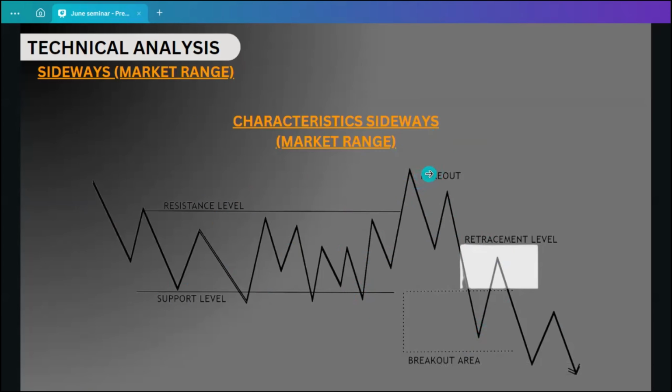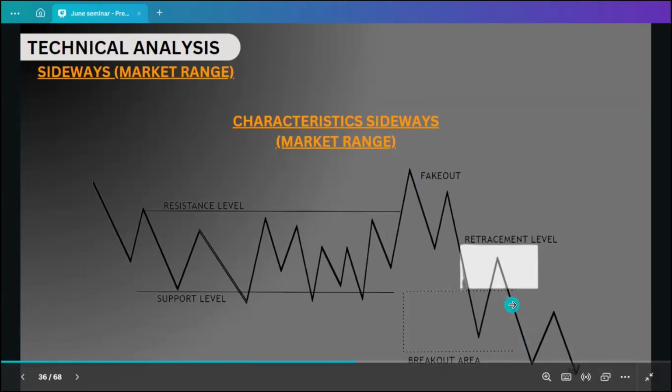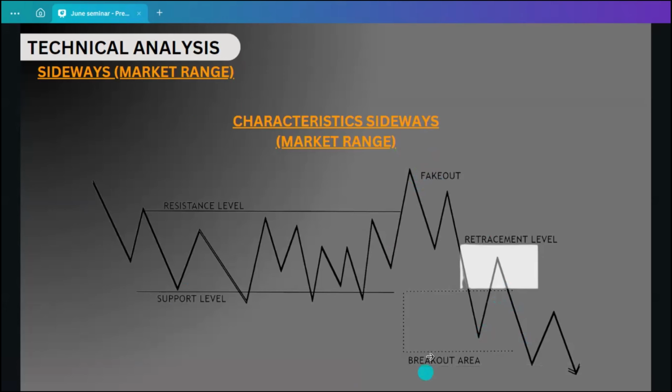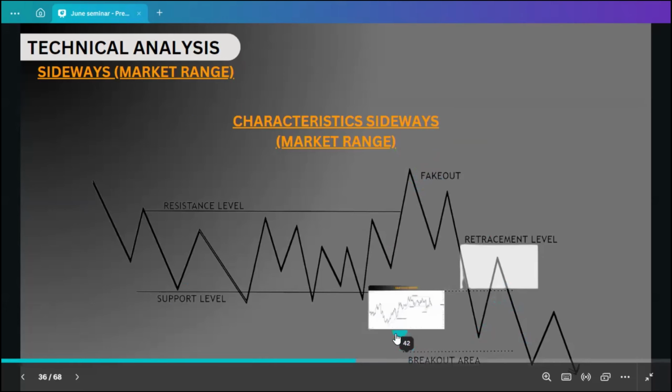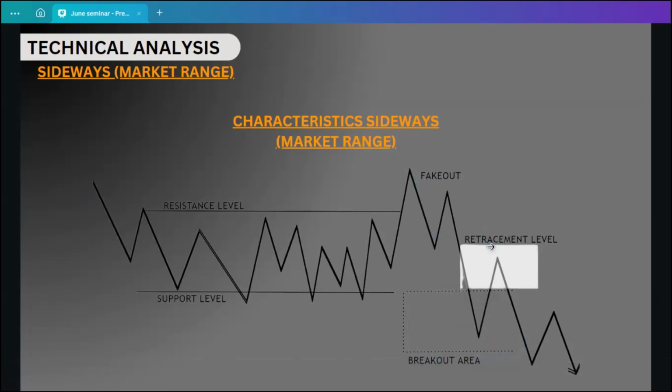Now, before a breakout, how do you know that price is about to break out? Once you spot a fake out in the market, there must be a breakout. The next thing you see is a breakout. Once you spot that breakout, look for your retracement and then trade in that direction.